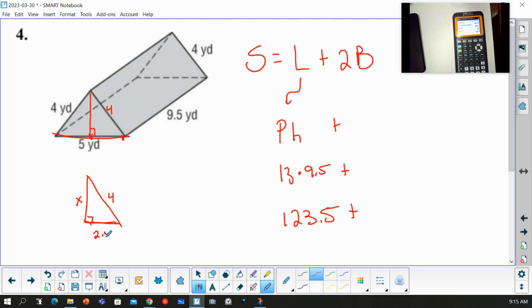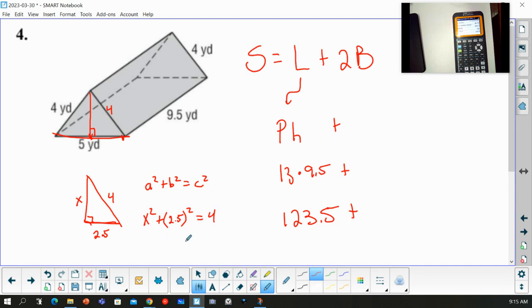But half of that 5 that goes all the way across, just this side of it, would be 2.5. So now we actually could do the Pythagorean theorem, which is something you do know how to do. So let's do that real quick. A squared plus b squared equals c squared. The a and the b are always the two legs. It's next to the right angle. So we have x squared plus 2.5 squared. The c is always the hypotenuse. In this case, it would be 4. Okay, so we have x squared plus 2.5 squared equals 4 squared.